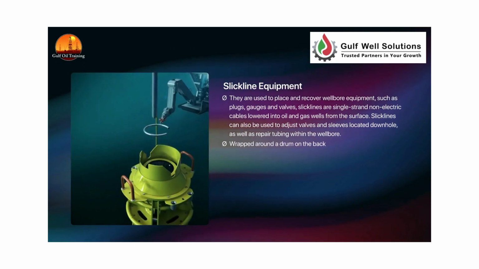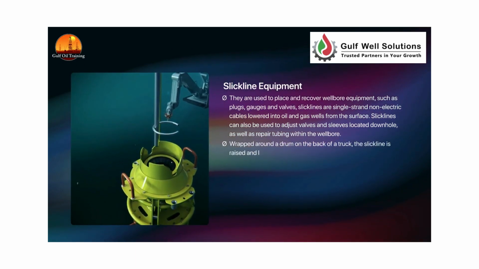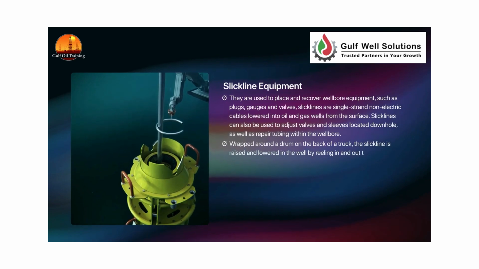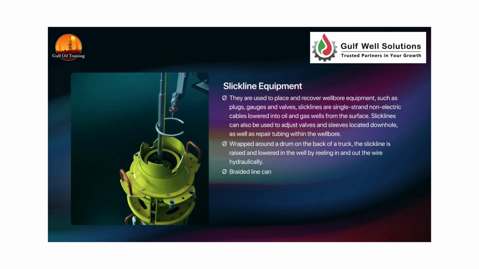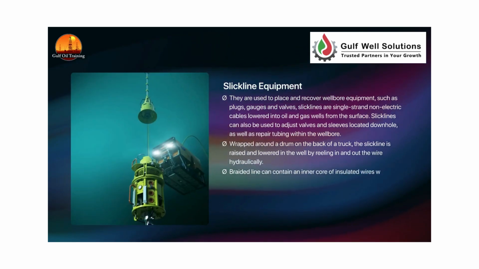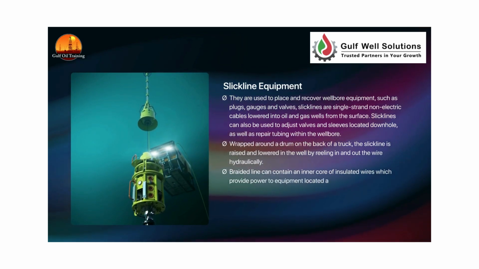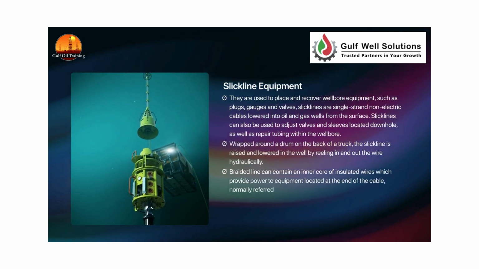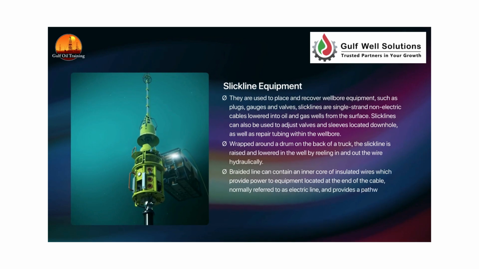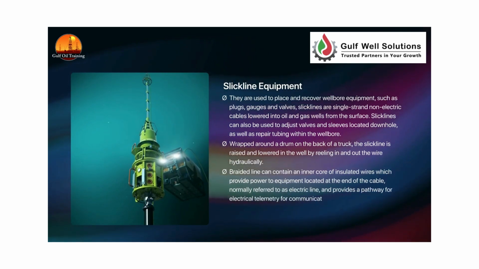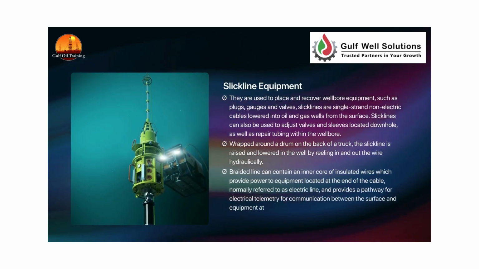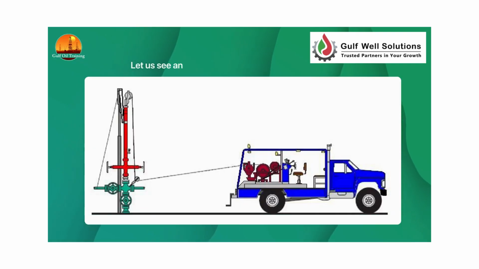Wrapped around a drum on the back of a truck, the slickline is raised and lowered in the well by reeling in and out the wire hydraulically. Braided line can contain an inner core of insulated wires which provide power to equipment located at the end of the cable, normally referred to as electric line, and provides a pathway for electrical telemetry for communication between the surface and equipment at the end of the cable. Let us see an illustration of typical slickline equipment.